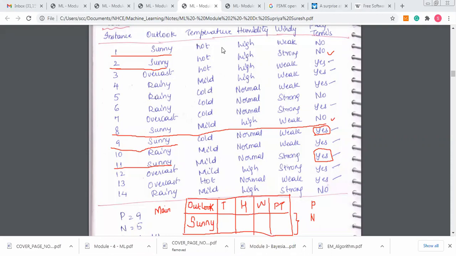Because this taskbar is hiding it, I wasn't able to see it clearly. Okay, so positives are 2, negatives are 3, ma'am. Okay, so positives 2 and negatives 3.